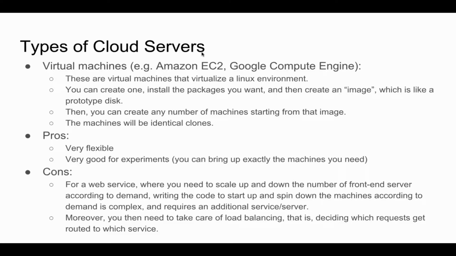So, what are various types of cloud servers that we can use? Some of them are virtual machines. These are virtualized Linux servers that you can install on the cloud. You can essentially say, give me one of these machines, and Amazon or Google or Microsoft Cloud will create one for you. These are essentially virtual servers. When you press a button, they get created for you.